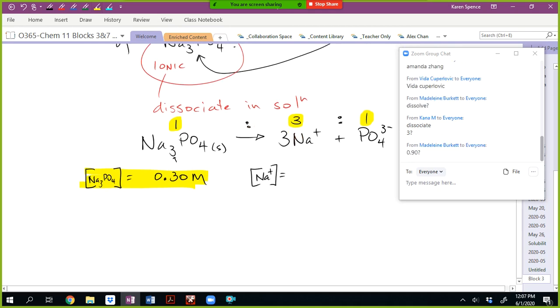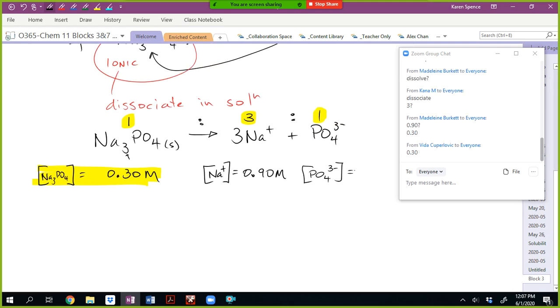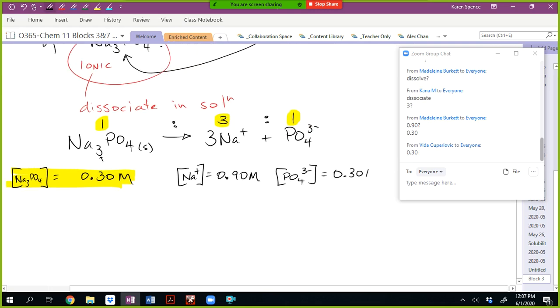Look at that. 0.90, yes. So we have 0.90 because there's 3 times as much sodium as there is sodium phosphate, because it's a 3-to-1 ratio. And now what would the concentration of the phosphate ion be? 0.30. Yes, very good. Because it's a 1-to-1 ratio with the Na3PO4. And don't forget, the concentration is measured in molar.